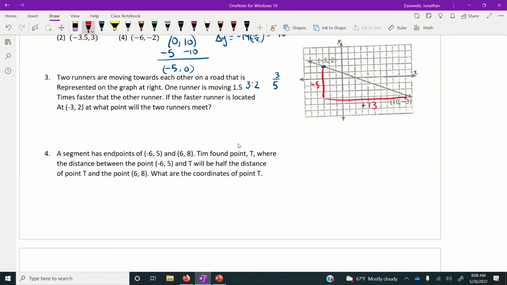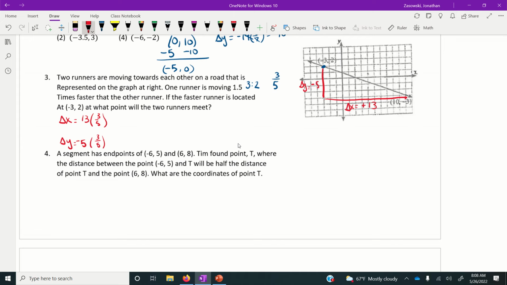Now, remember, our point is going to be located closer to this point, so further away from the other. That's why it's 3/5, not 2/5. If it was 2/5, it would be closer to this point, but he's faster, so it's going to be a little bit further down the line. So once again, our change in x, and we have our change in y. And we're going to multiply those two things, 13 times 3/5. And our change in y is -5. We're going to multiply that times 3/5.